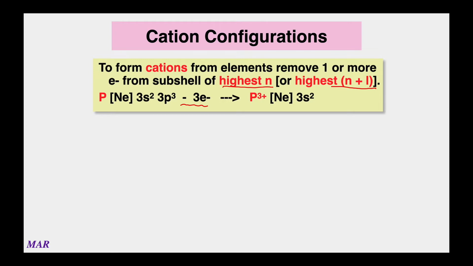The second part there says if it's a tie, highest n plus l. Highest n plus l basically means that last one in equals first one out, and in this case, 3p would be higher n plus l than just 3s. So either way, you want to take them away from the 3p. Phosphorus 3 plus would be neon 3s2.